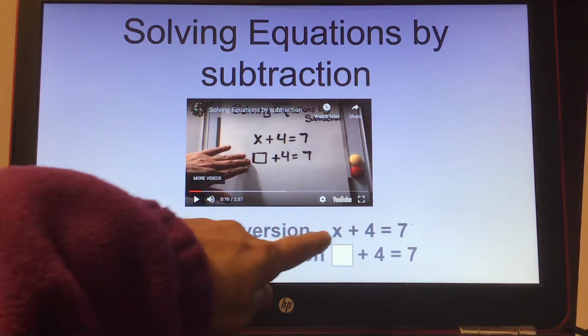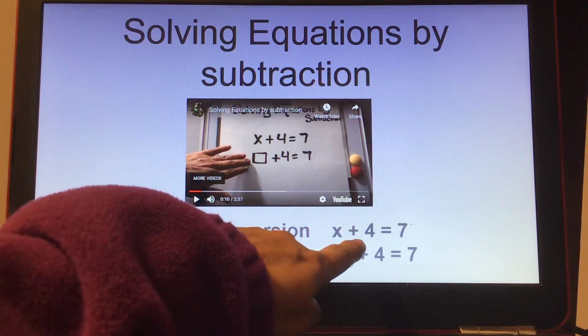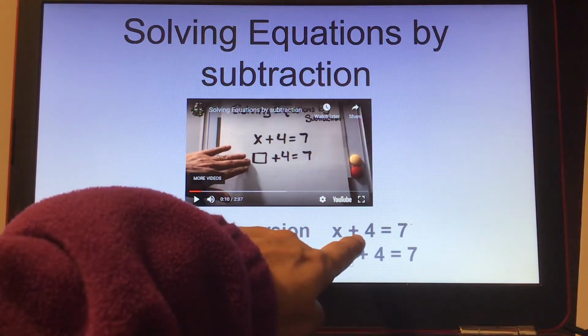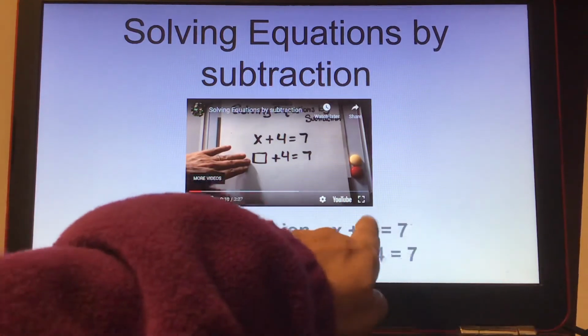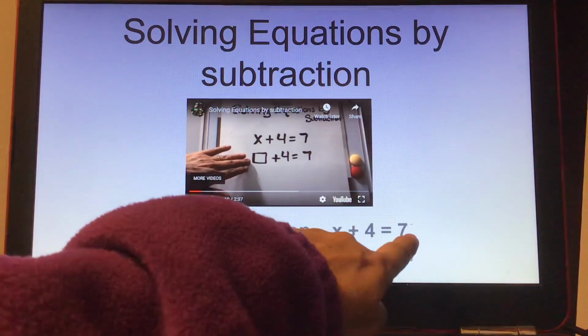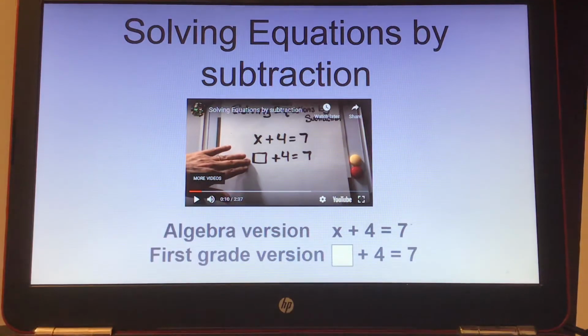So to solve for this, we're going to use the opposite. This is addition, so we're going to use subtraction. I'm going to subtract 4 from this side of the equation, which would leave x. And what you do to one side of the equation, you do to the other, so you would subtract 4 from 7, which would leave 3. So if we plug that in, 3 plus 4 equals 7.